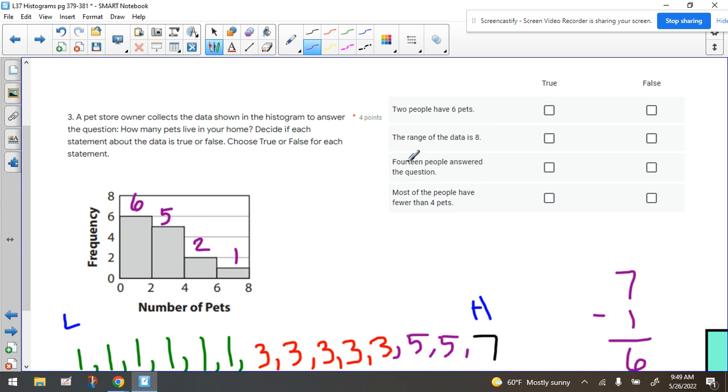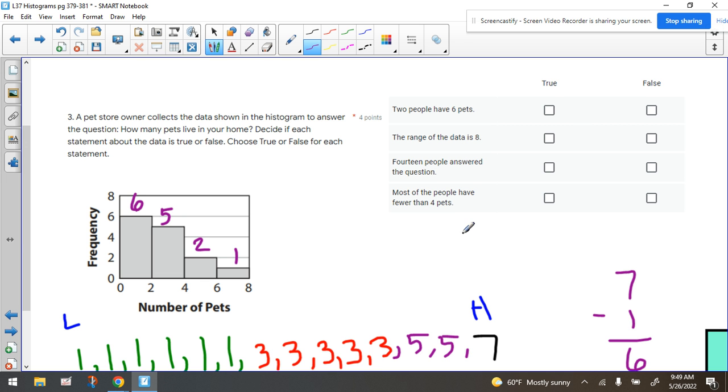14 people answered the question. Add up all these numbers. This plus this would be 11. Add 2 to that and add 1 more and ask yourself, does that equal 14? Because if you find that the sum of the values is 14, then you should say true.